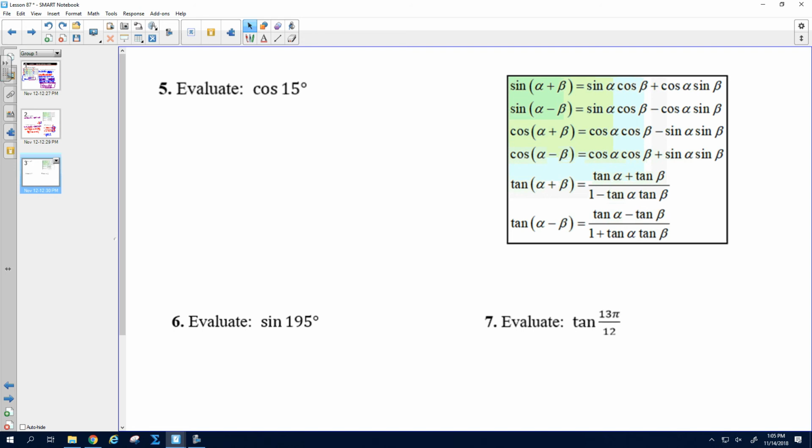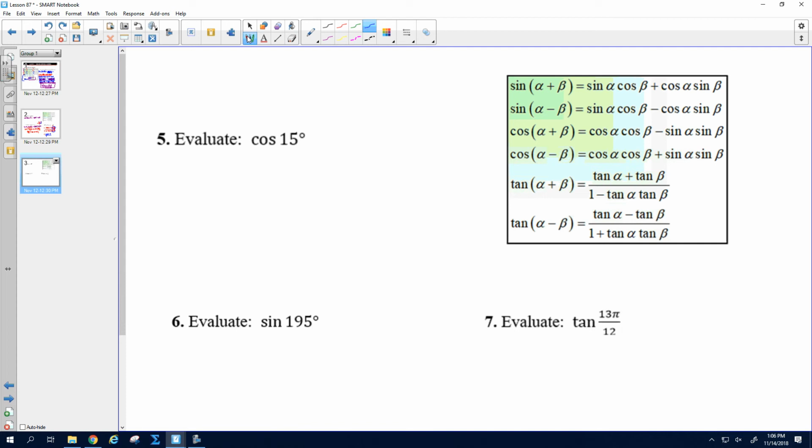Okay, what if they give us one like evaluate cosine 15? Now we can use all our formulas to help us get 15. So we don't know 15 from the unit circle. We know 30s, 45s, 60s, 90s, know what I'm saying? So there's no way to add anything. We have to do a subtraction one on this one because I can't add 10 and 5. That doesn't help us get anything that would be on the unit circle.